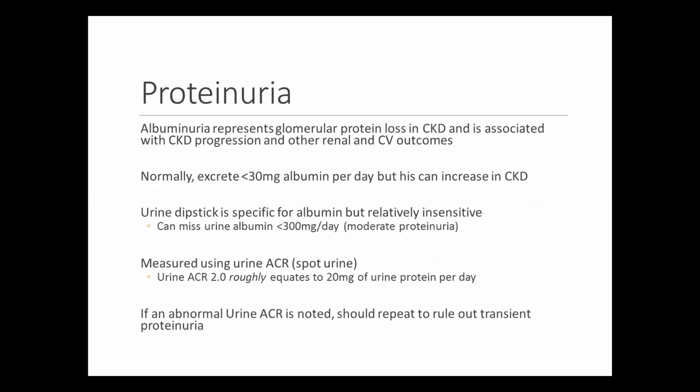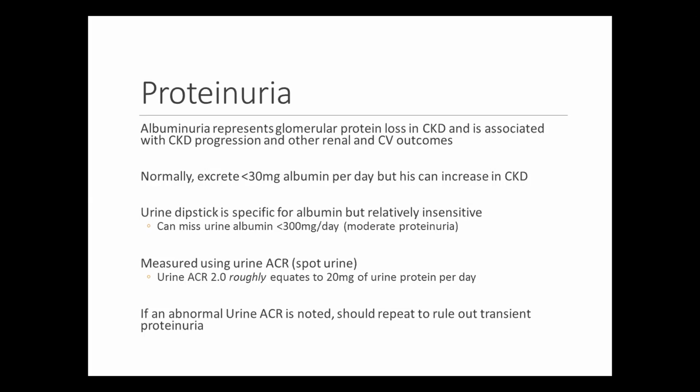So albuminuria represents glomerular protein loss in CKD, and it's associated with CKD progression and other renal and cardiovascular outcomes. Typically, we excrete less than 30 milligrams of albumin in a day, but in CKD, this can be far greater, especially depending on the cause of CKD, such as in diabetes or IgA nephropathy.